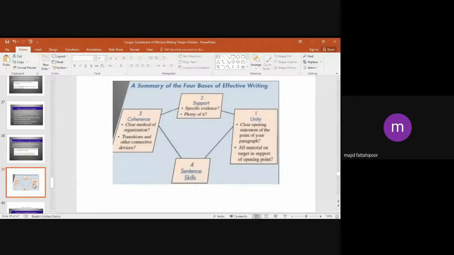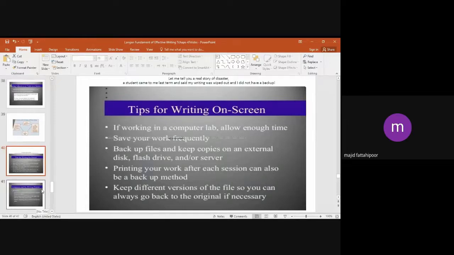And the summary of the four bases of effective writing are written here. The first one we can call unity. The second base we can call support. The third base we can call coherence, which means organization and connecting words. And finally, sentence skills. And the tips were written on screen.